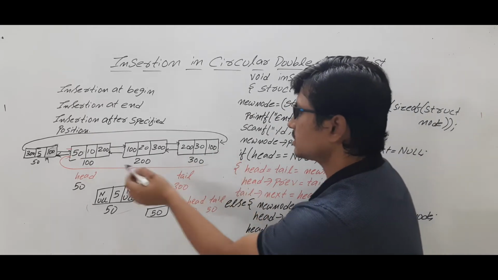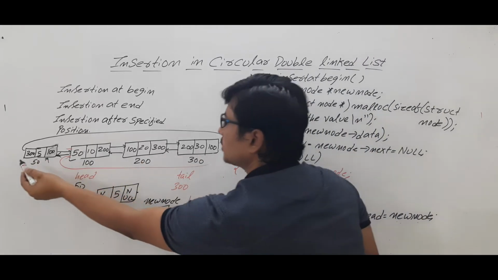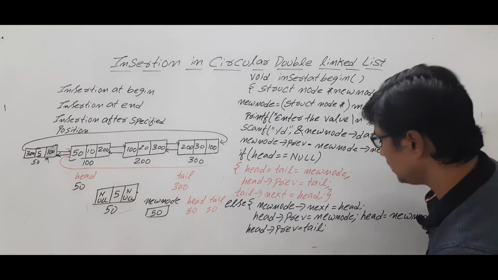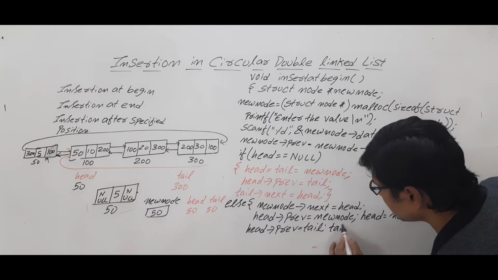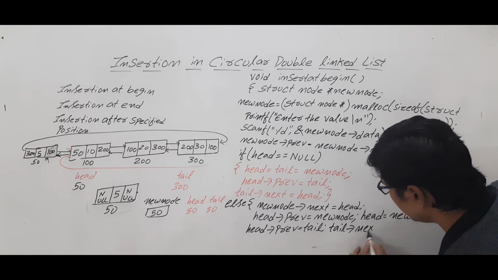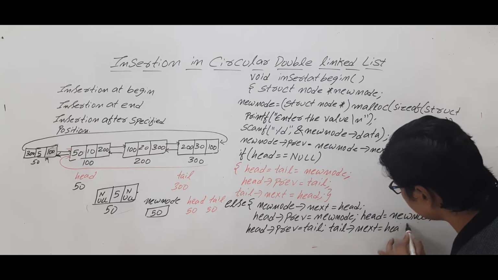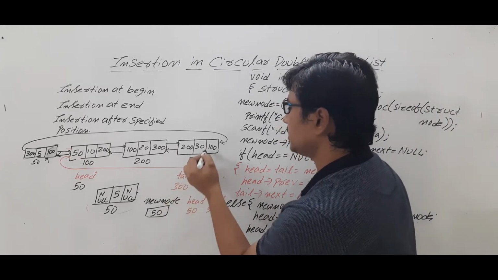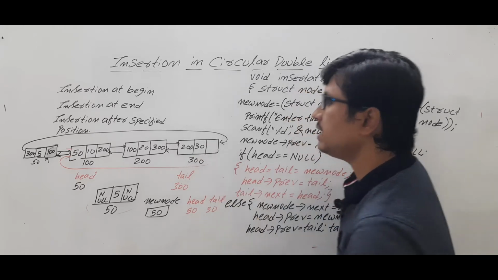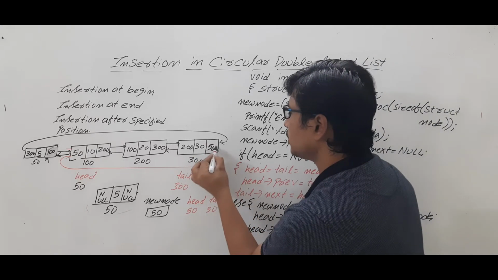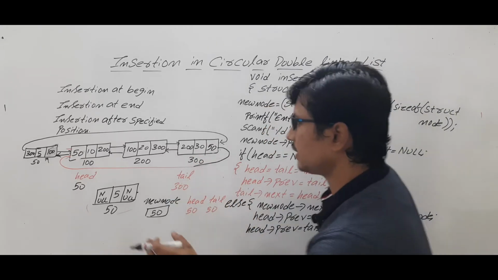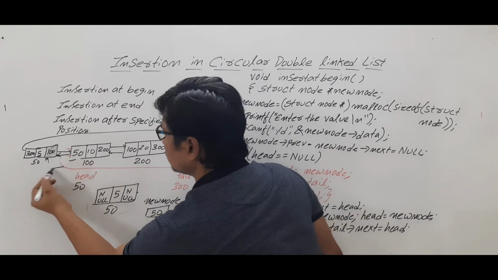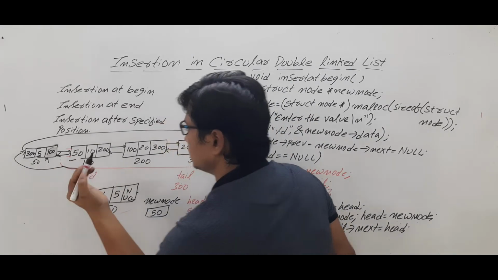Now still this node is connected to this node, but this node should be connected to this node. So how can you write? Tail of next is equal to head. Tail of next is equal to head. So tail of next, tail is 300, 300 of next is this one, is equal to head 50. So now this node is connected to this node. Are you able to understand like this?